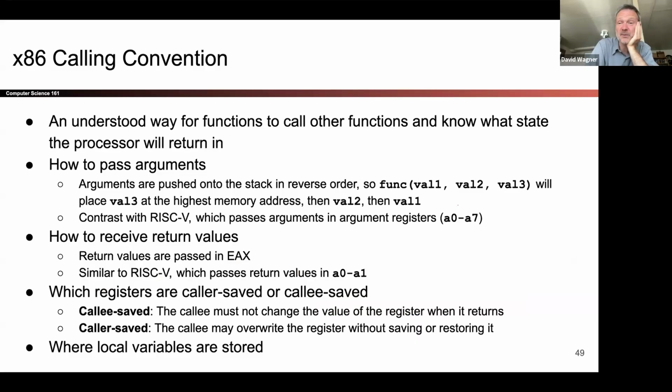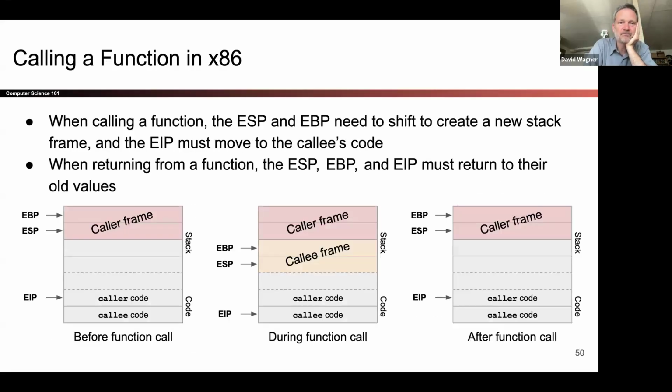Where to pass arguments. They get passed somewhere in memory, so there's a standard place to put them. How to receive return values. Registers that are in use by the caller have to be saved somewhere in memory because they might get overwritten by foo, and then we need to restore them when foo returns. So where do they get saved and who's responsible? Is it the caller or the callee that is responsible? Where are local variables stored?